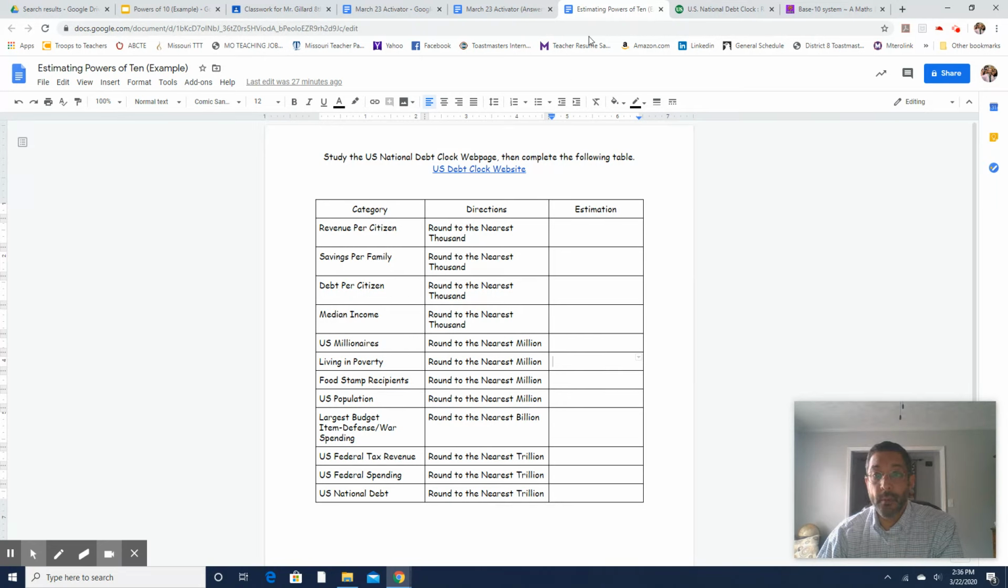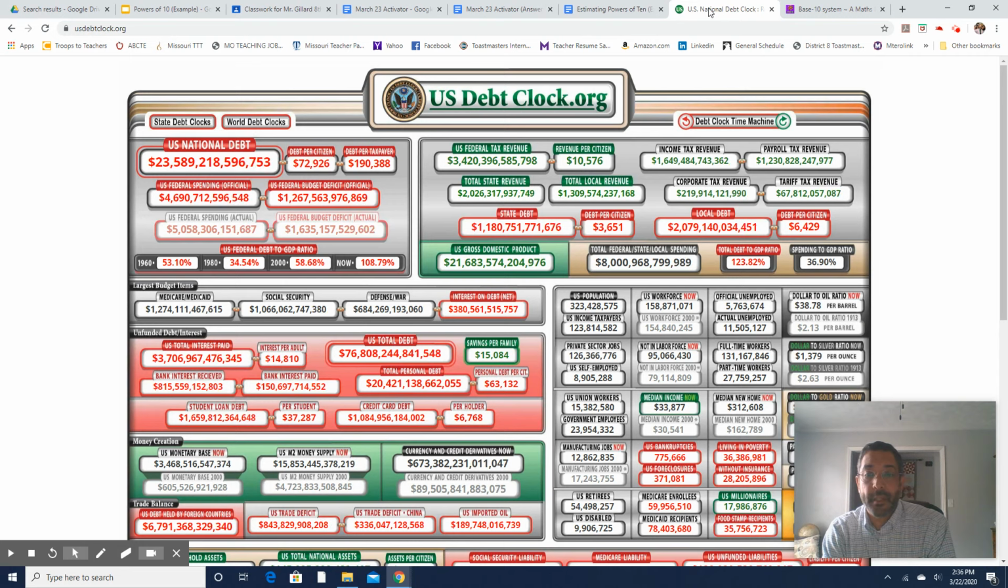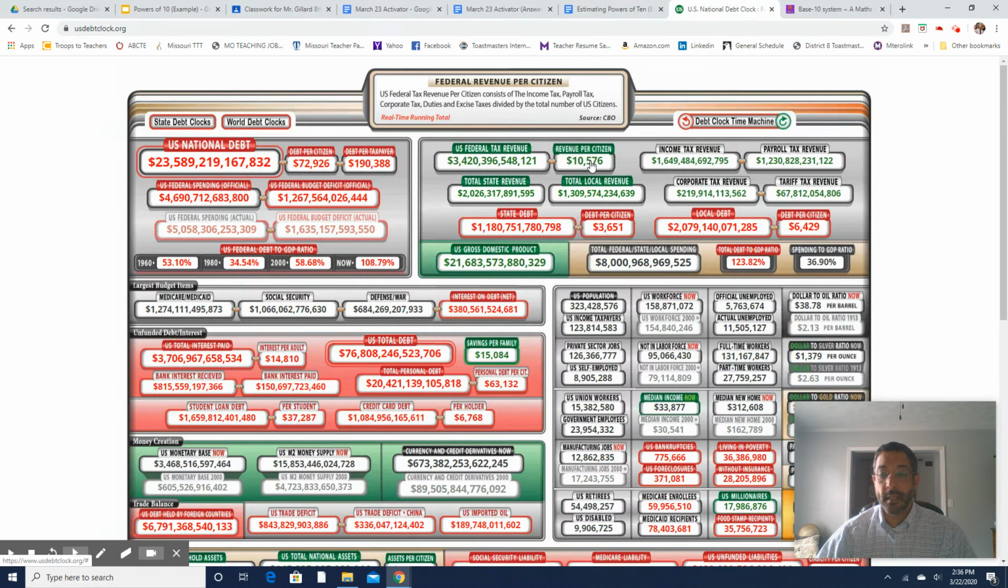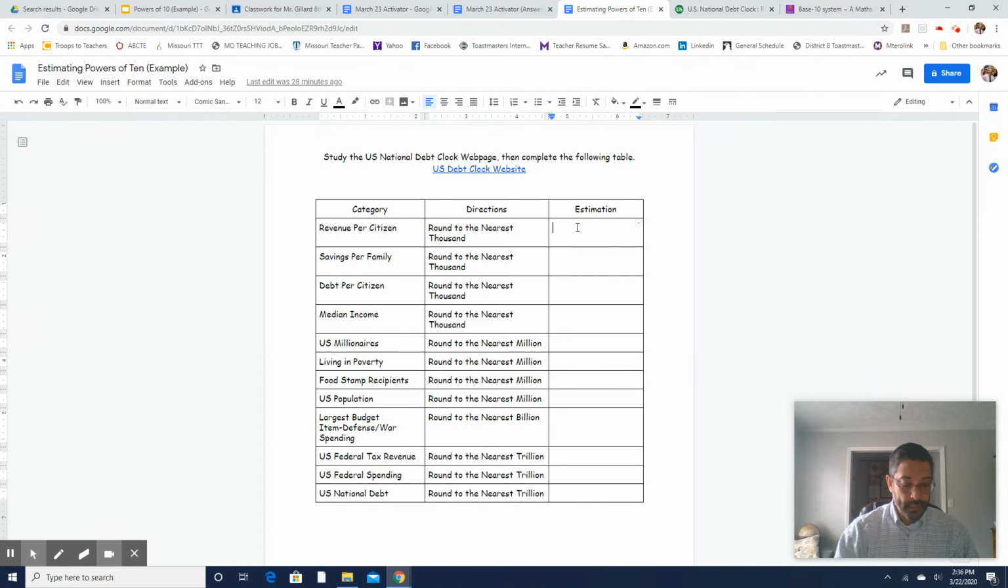So for example, once you open that link and study it for a little bit to see where the data is located, you're going to look at revenue per citizen. And it says here, round to the nearest 1,000. So if you come over here and you're looking for revenue per citizen, it's right up here, which is $10,576. So if I'm asking you to round that to the nearest 1,000, like we know in our rounding rules, I look next door. Is it 5 or more? I add one more. If it's less than 4, we shut the door. All right, so I'll just come over here and write $11,000. That is the revenue per citizen.